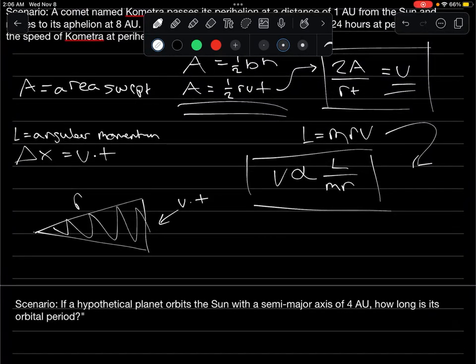And just to wrap up this problem, if you did want to solve it, you could substitute the area as 3 times 10 to the 13th meters squared, the T would be 24 hours, R sub p is 1 AU for perihelion, and R sub a is 8 AU for aphelion. And that will help you find the orbital velocity.